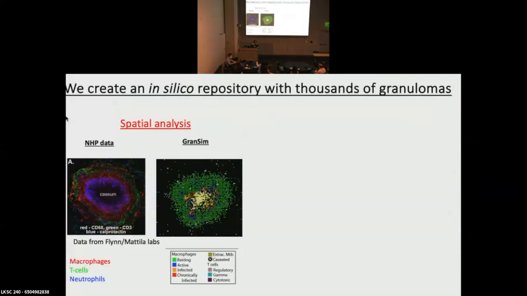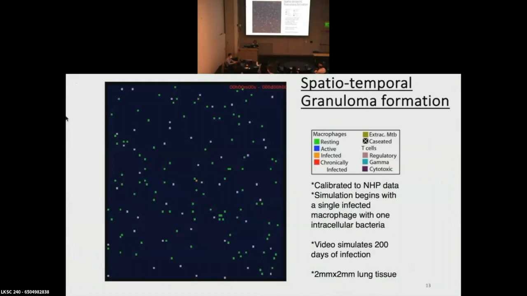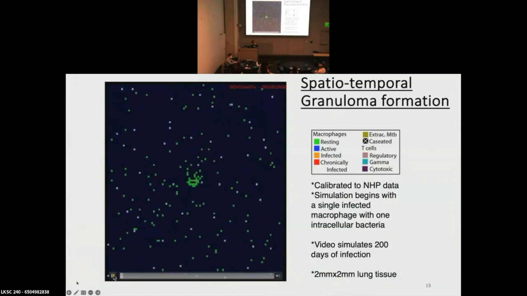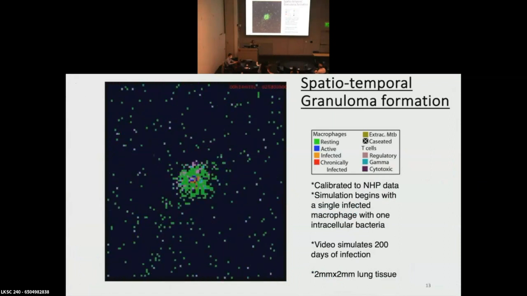And so not only do we match what kinds of data we see from the non-human primates, we can also match temporally, from 600 granulomas over time. We can get bacterial dynamics, T cell dynamics, macrophage dynamics, and make sure that these things make sense in both space and time. And so I'll show you a simulation here. I don't know how to, where's the mouse? Oh, here it is. So you can see that if we just drop in one bacteria into the center of our grid, because it looks prettier when it's in the center, but it doesn't have to be there, we can see this granuloma.